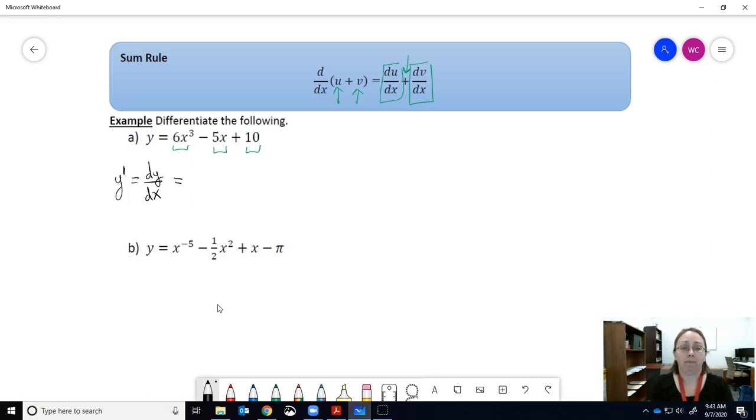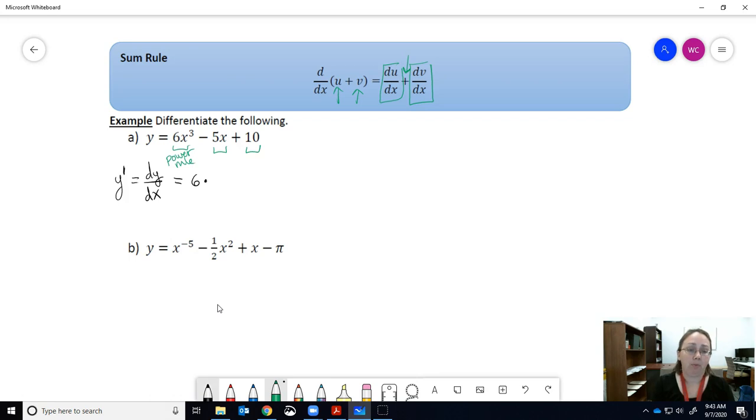All right, first term, 6x cubed. What does the 6 do while we take the derivative? He's a constant multiple, so he's just going to chill out while we take the derivative of the x cubed. X cubed is just a power of x, so here we're going to use the power rule.